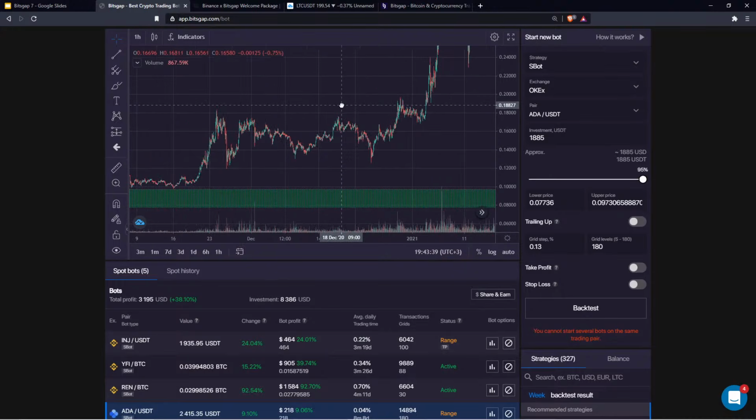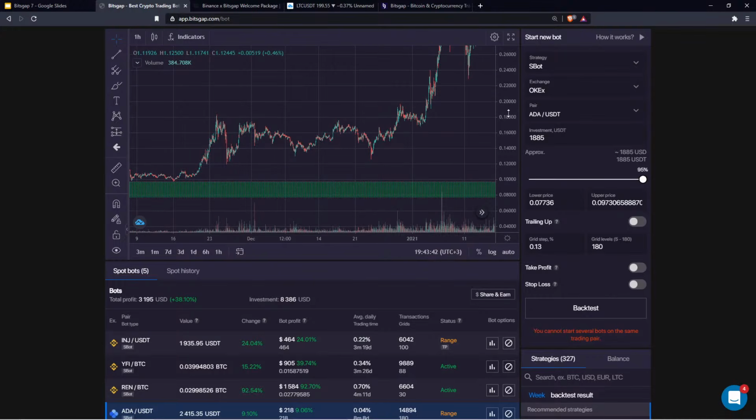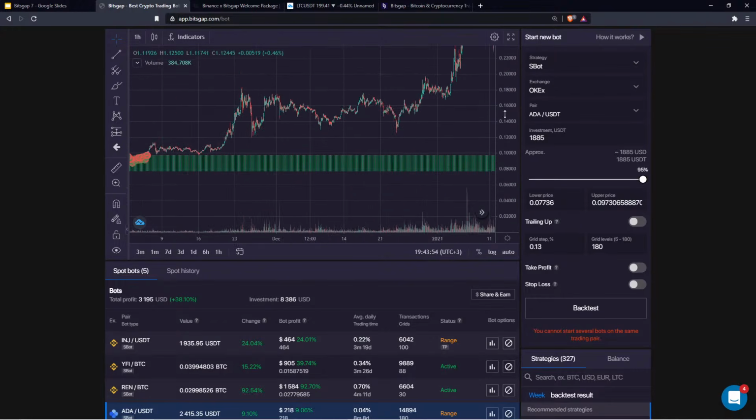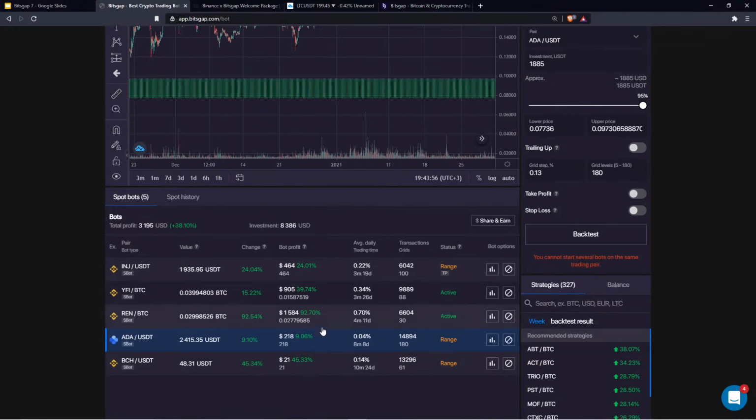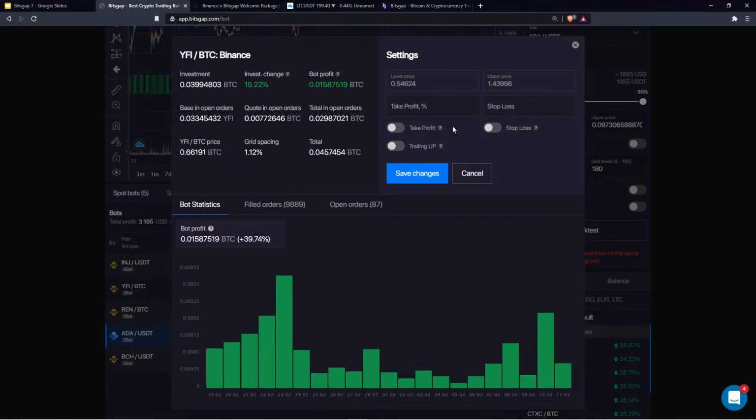And you will find what makes Bitsgap significantly different from other platforms that also try to implement automated trading in crypto. Okay, so yeah, that's the thing. The trailing up is a big thing, and I actually always make sure that I have it on.